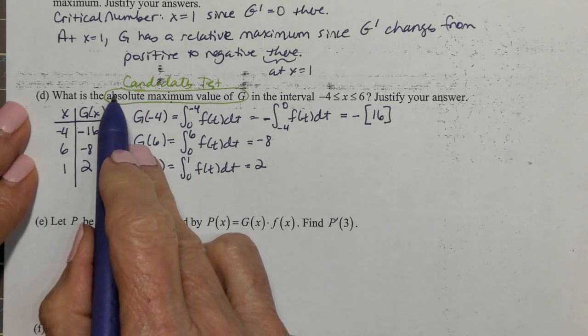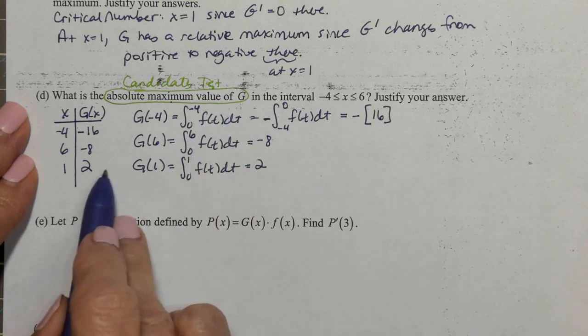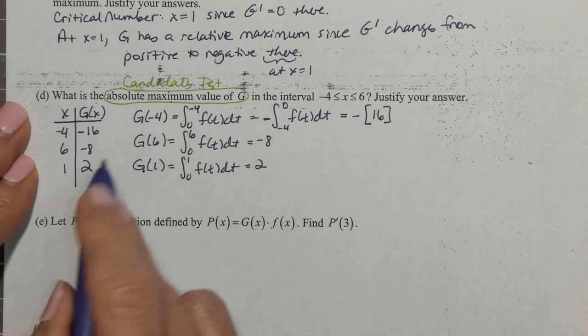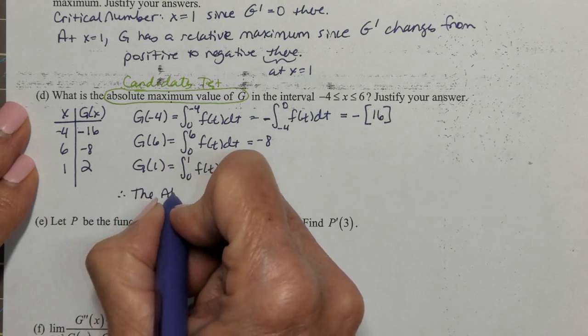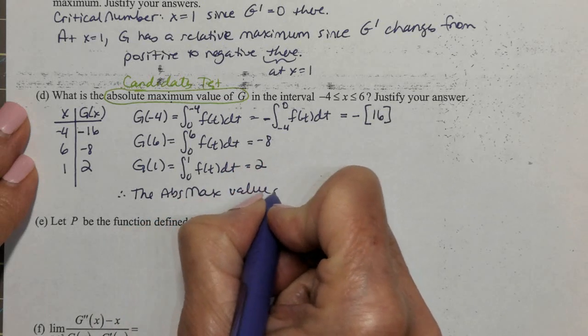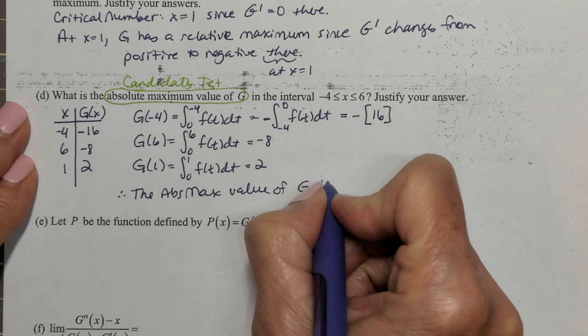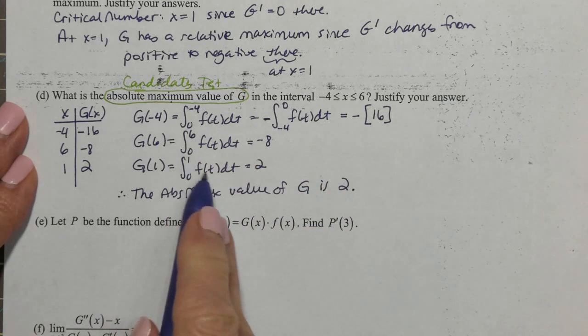What did they want us to give? They wanted us to give the absolute maximum value of g. So they wanted us to give the 2. So the absolute max value of g is 2. Our justification is the work that we showed.